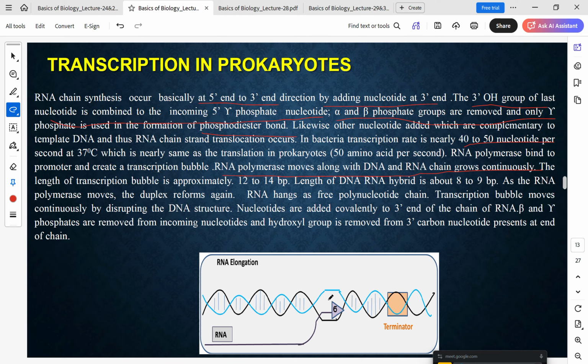The length of the hybrid in the transcription bubble is usually 8 to 9 base pairs. So the transcription bubble is 12 to 14 base pairs, taking into account some of the surrounding bases. As the RNA polymerase moves, the duplex forms again. The RNA hangs as a free polynucleotide chain. The transcription bubble moves continuously by disrupting the DNA structure, and nucleotides are covalently added to the 3' end of the RNA with the removal of pyrophosphate.